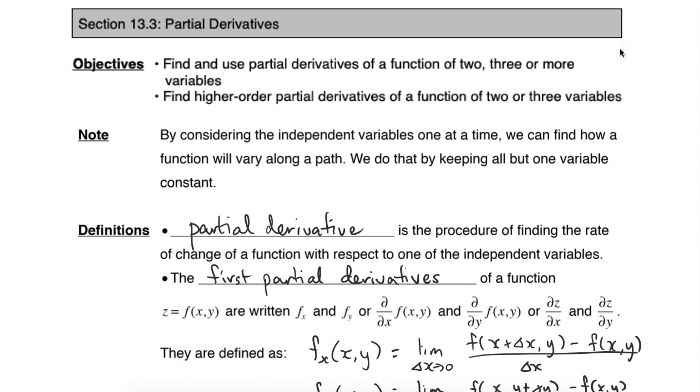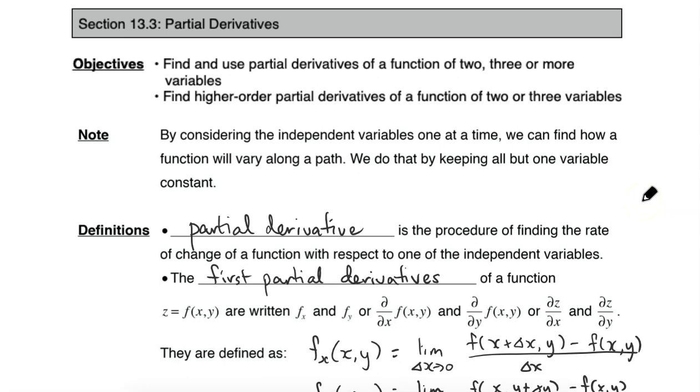Section 13.3, Partial Derivatives. We will find and use partial derivatives of a function of 2, 3, or more variables, and then we'll also find higher order partial derivatives of a function of 2 or 3 variables. So, by considering independent variables one at a time, we can find how a function varies along a path. We do that by keeping all but that one variable constant. And this is why we say partial derivatives, because we focus on one of the independent variables.